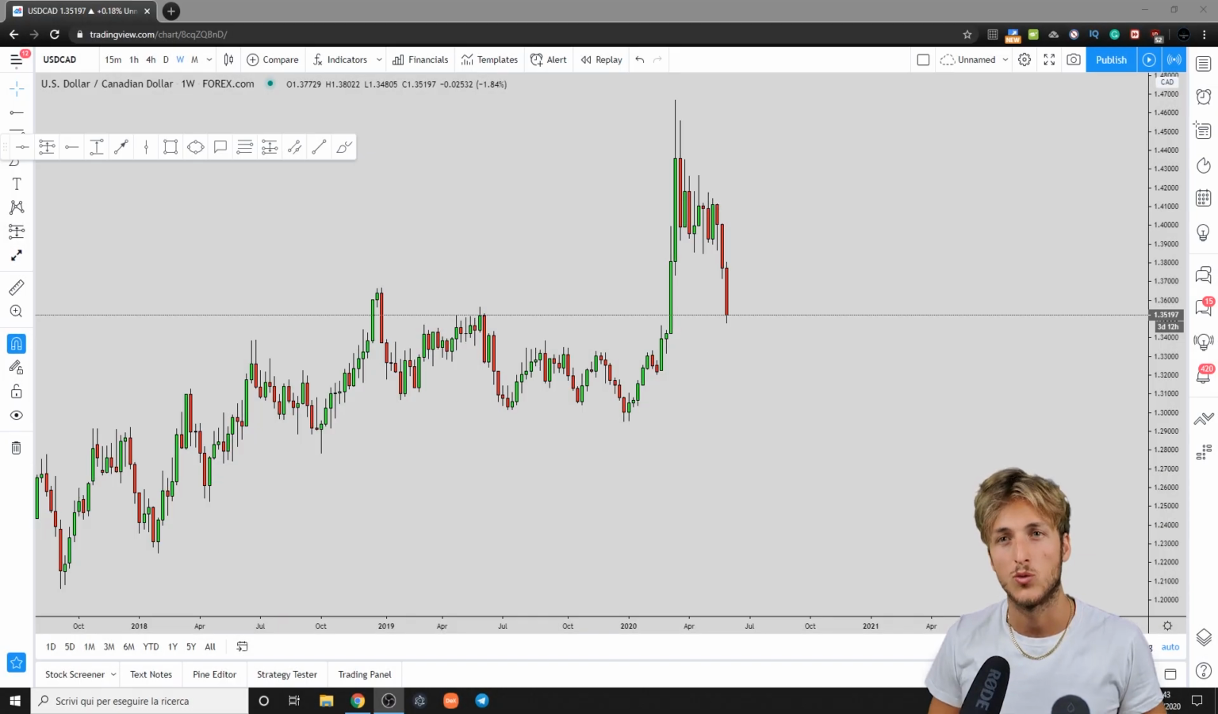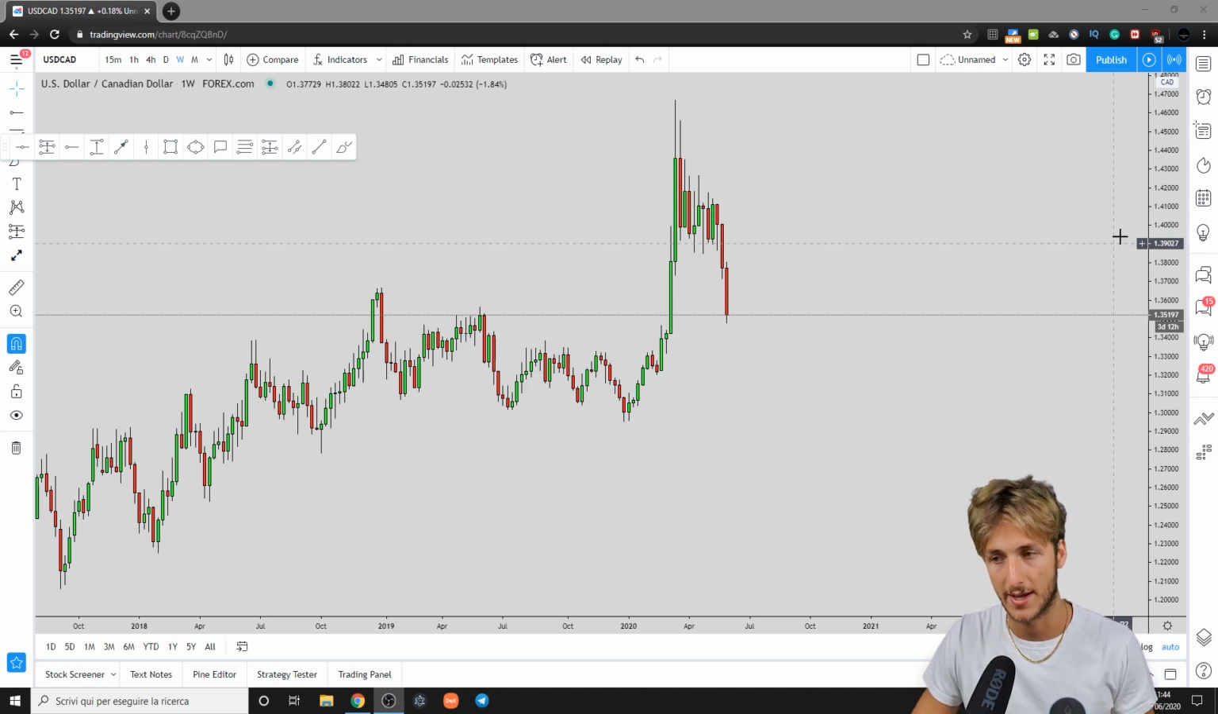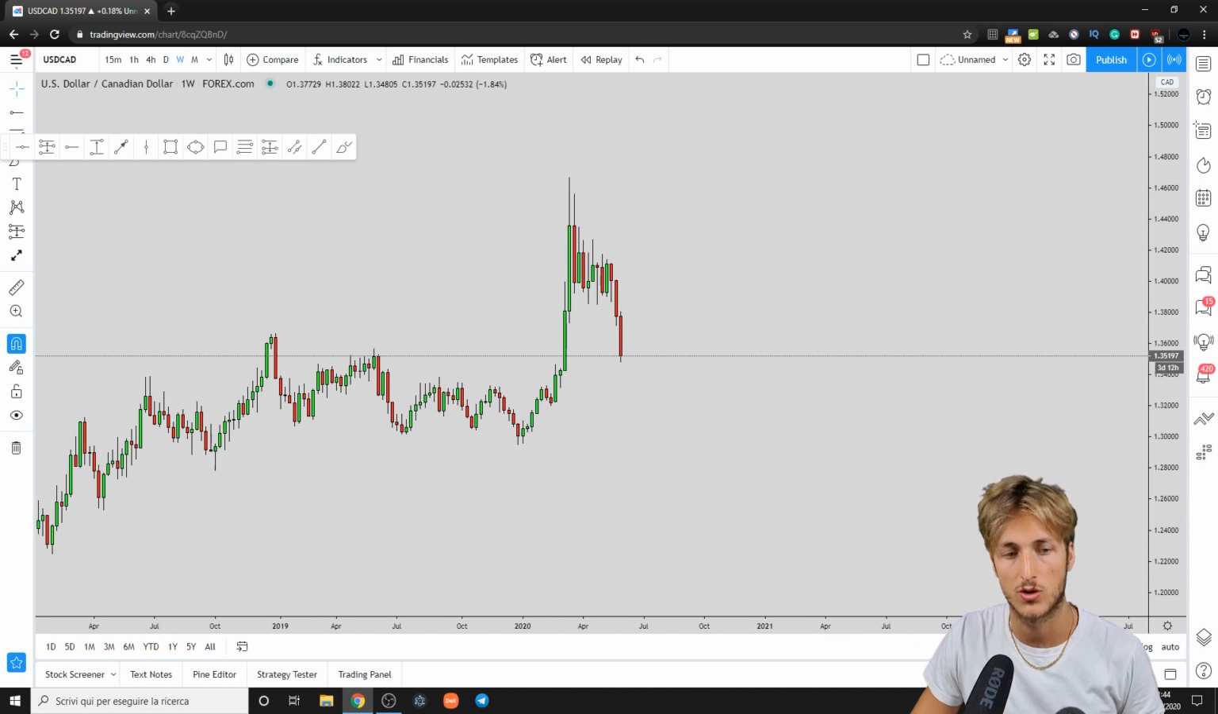Okay, so today I want to make a multi-time frame analysis on USD CAD to show you why this pair is very interesting to be following. I will show you how we can be looking for a possible capitalizing opportunity on USD CAD, and I will try to teach you as much as possible during the analysis. So let's start by seeing what kind of situation we currently have from a weekly perspective.